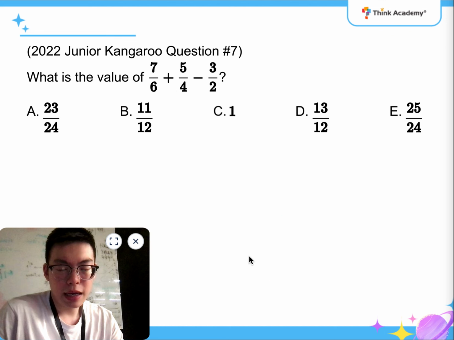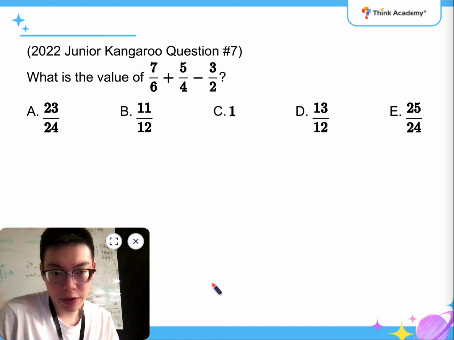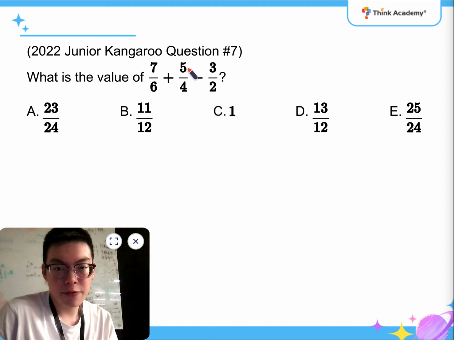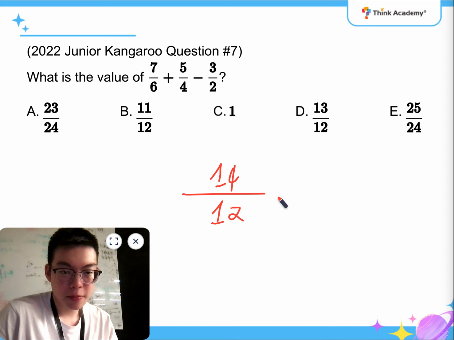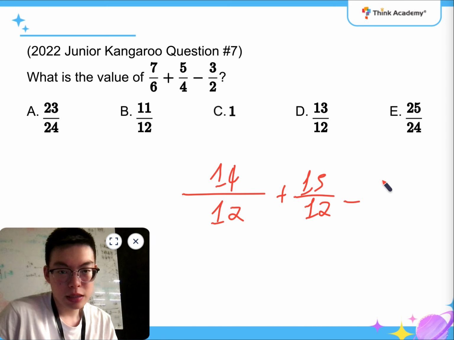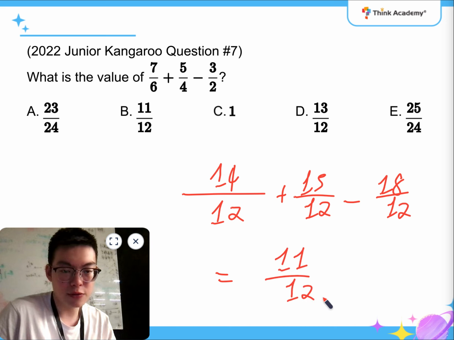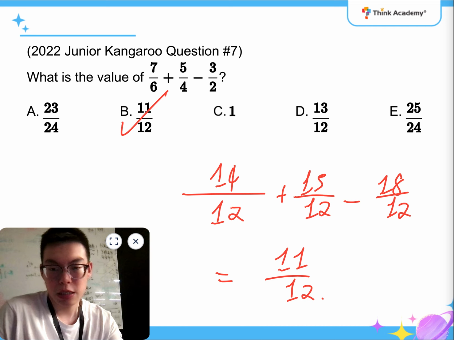All right. And question number 7, what is the value of 7/6 adding 5 quarters, take away 3 halves? So you just need to do a little bit of finding the equivalent fractions. So 12 as the denominator, 14 adding 15 over 12, take away 18 over 12. So we have 29 take away 18, which is 11 over 12. The answer is B. Simple calculation problem.